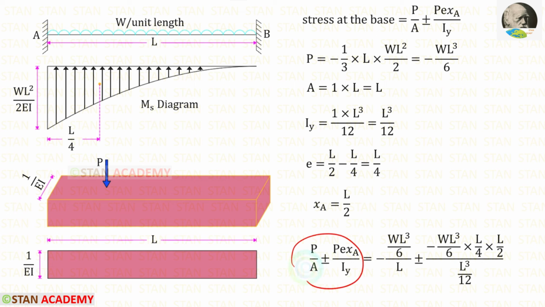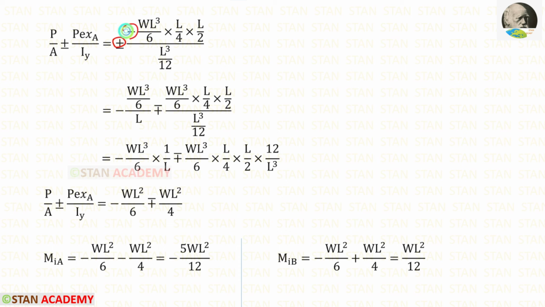In this formula, we have found everything. Let us apply them. Positive into negative, it will become negative. Negative into negative, it will become positive. We can take this L inversely and then multiply. Also, we can take L cube upon 12 inversely and then multiply. We can eliminate this L. Here we will have L square. We can eliminate L cube. We can eliminate 6 and 2 and 12. L into L, we will get L square. Finally, we will get this.